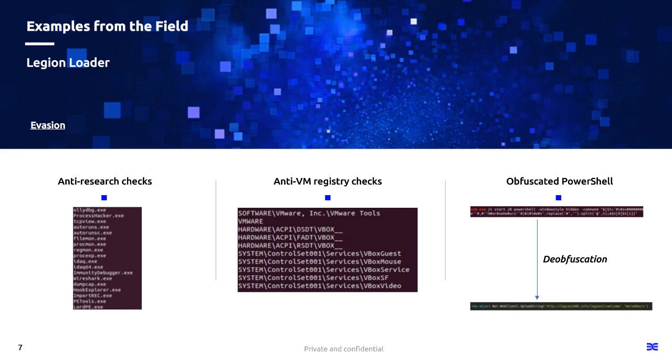Here we can see a list of processes that Legion Loader checks for. It checks to see if they're running at the moment it was executed as well. If any of them are running, then the malware will crash and not run, and then either the automated analysis machine or the analyst won't be able to see any action performed by this malware. The malware also performs several registry checks, which are anti-VM registry checks. It checks very specific registry entries that belong to virtual machines.